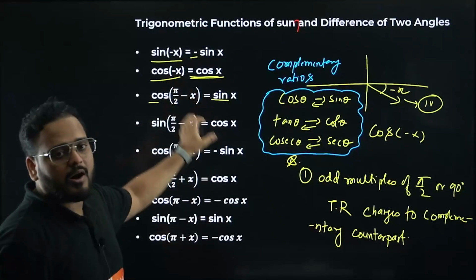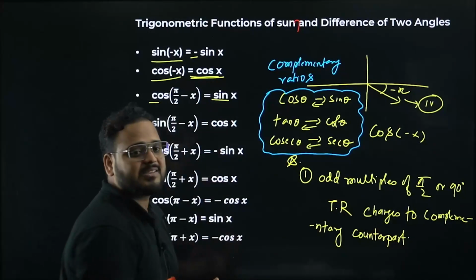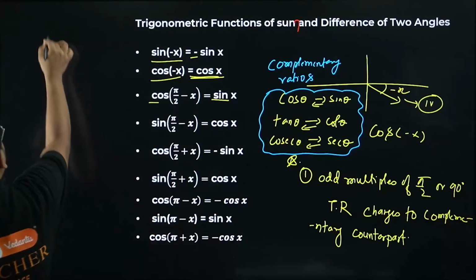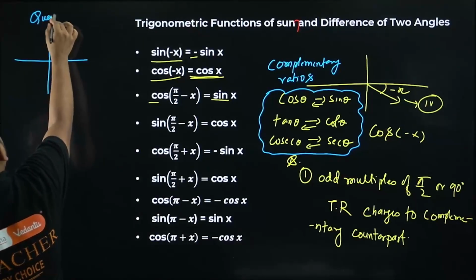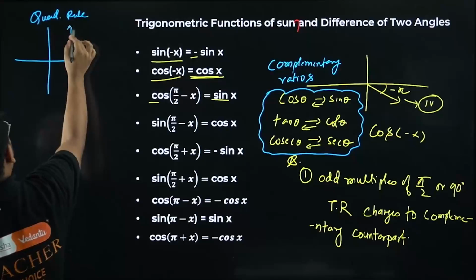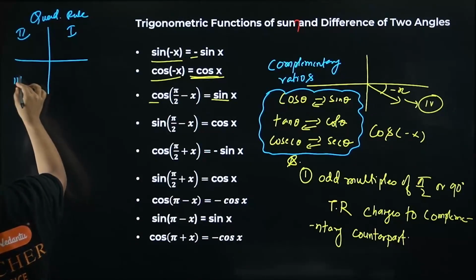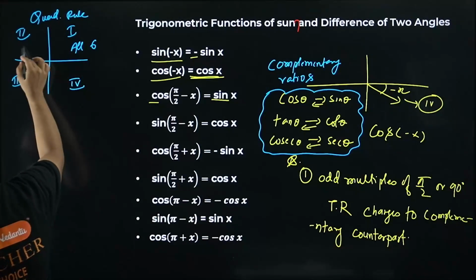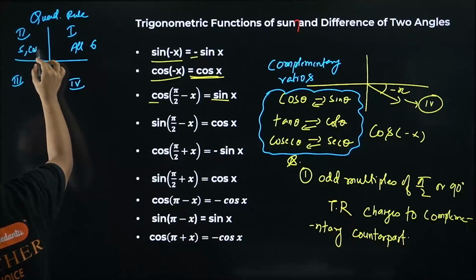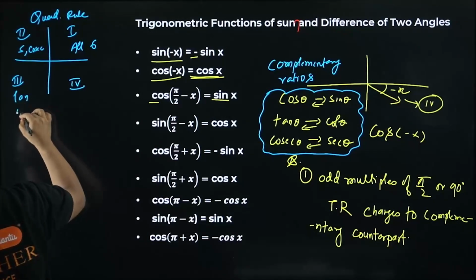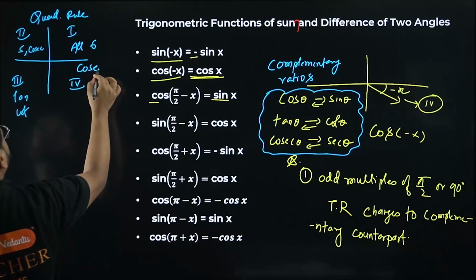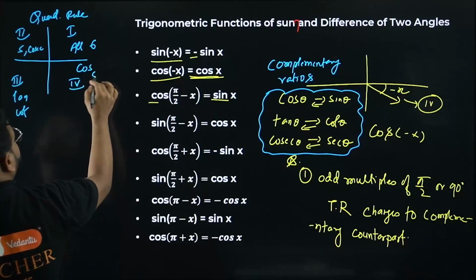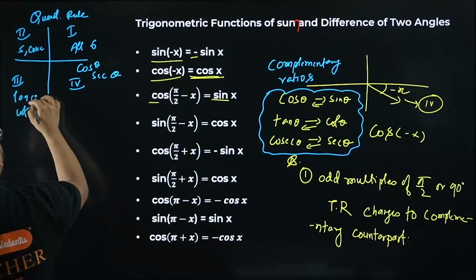So pi by 2 minus x. Now, what about the sign over here? Cos becomes sine. The sign part, I'm talking about positive and negative sign, will change based upon the quadrant rule. This is called the quadrant rule. First quadrant, second quadrant, third quadrant, and fourth quadrant. In the first you have all 6. Here you have only sine and cosec. Here you have tan and cot. Here you have cos and sec.